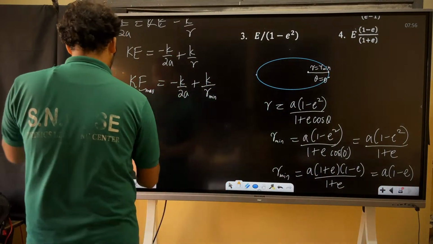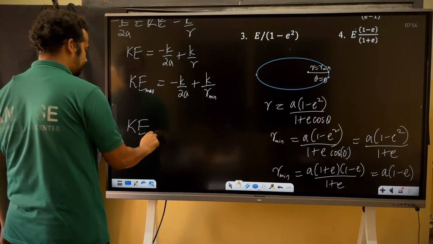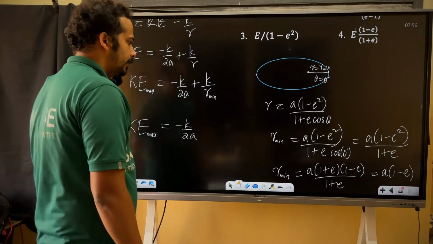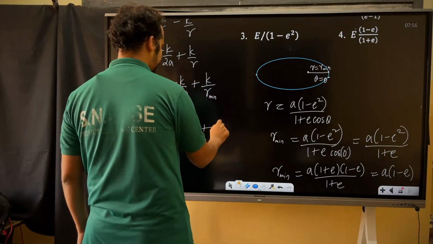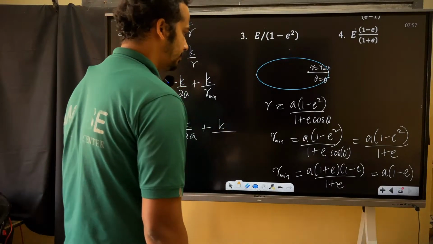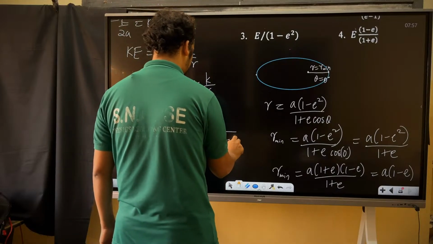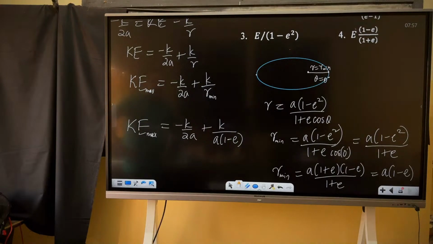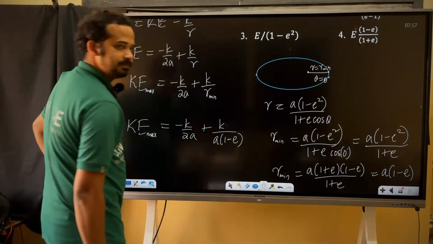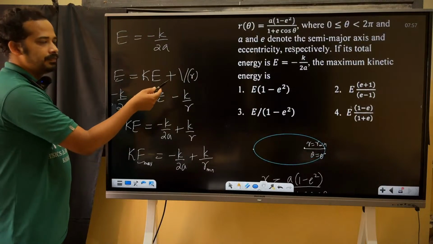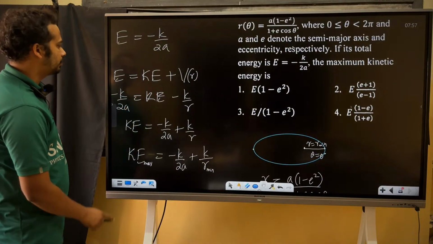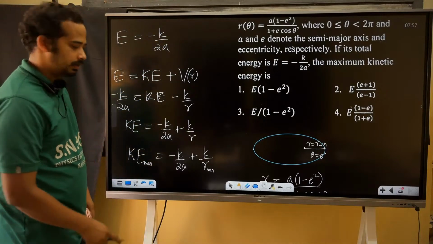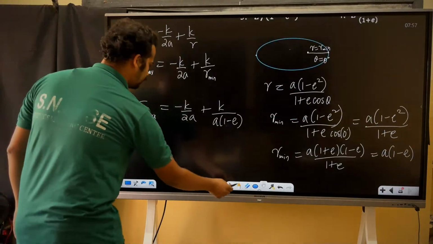Let me substitute this: minus k by 2a plus k by, what is r minimum? a into 1 minus e. But the answers are in terms of energy, so you should try to write that expression in terms of minus k by 2a. What should I do?